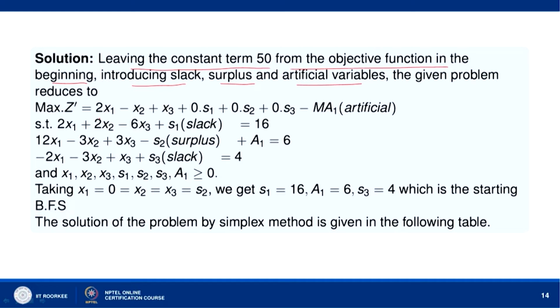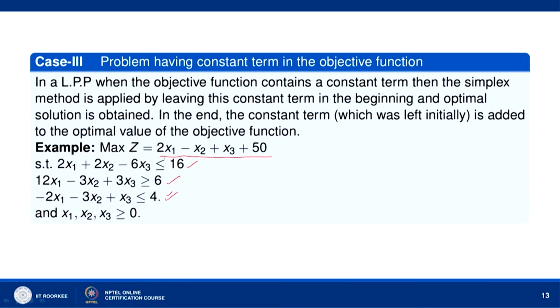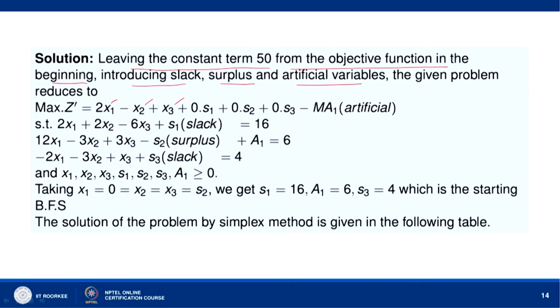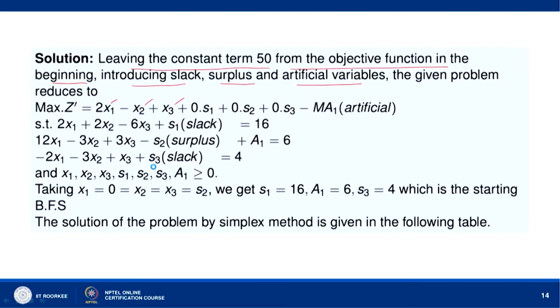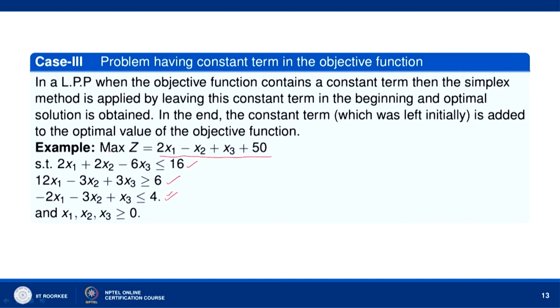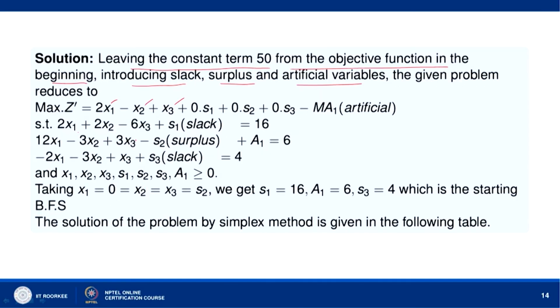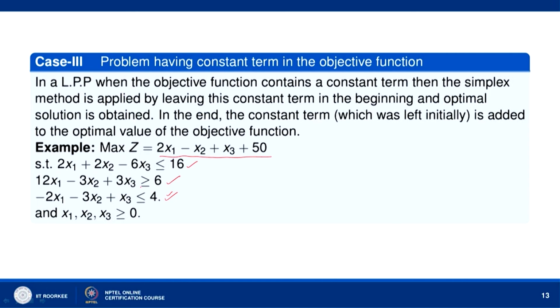We will call the new z as z dash because we are dropping 50. So, maximum of z dash equals 2x1 minus x2 plus x3. The first constraint is 2x1 plus 2x2 minus 6x3 less than or equal to 16. So, we use a slack variable s1 here: 2x1 plus 2x2 minus 6x3 plus s1, a slack variable, equal to 16.